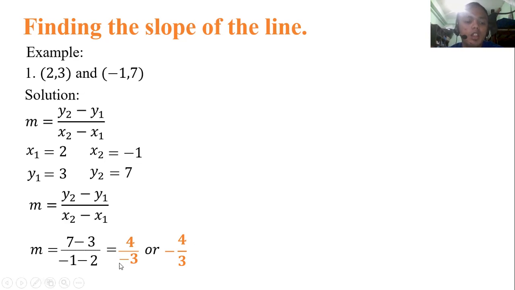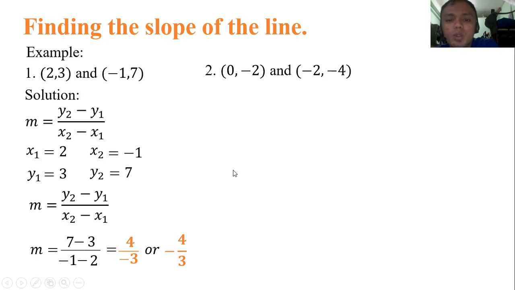Actually, dito class, nilipat ko yung negative sign sa unahan, kasi hindi tayo pwede magkaroon ng negative sign sa denominator. Kung meron man, ilipat lang natin sa unahan o kaya dito sa taas. Okay? Next, 0, negative 2 and negative 2, 0.